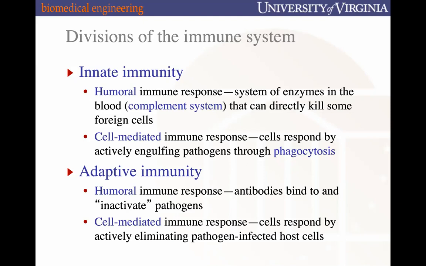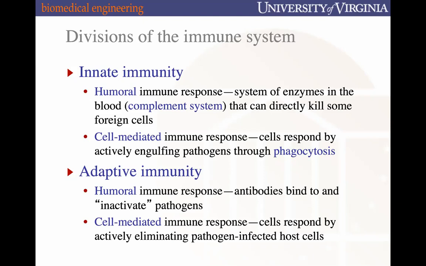For innate immunity, the humoral response is characterized by a series of enzymes. We're going to visit that today. It's called the complement system, that can directly kill some foreign cells. The cell-mediated part are these cells that can engulf pathogens through phagocytosis. Phago, eating, cytosis, entering the cell, so they're eating it, destroying it.